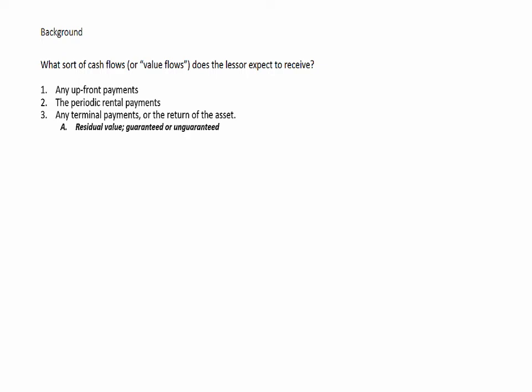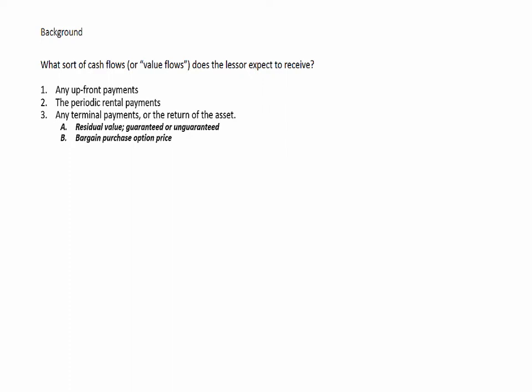This residual value can be either guaranteed or unguaranteed. If the residual value is guaranteed, that means that the lessee can be held liable for it. So if there's a $100 guaranteed residual value and the asset is returned and it's not worth $100, the lessee is forced to write a check to make up the shortfall. If the residual value is unguaranteed, that means the lessee can't be held liable for it. Either way, from the lessor's perspective, this is an expected inflow of value. Whether it's guaranteed or not, the lessor expects to get something at the end worth some specified amount of money.